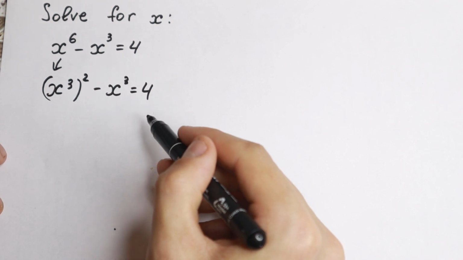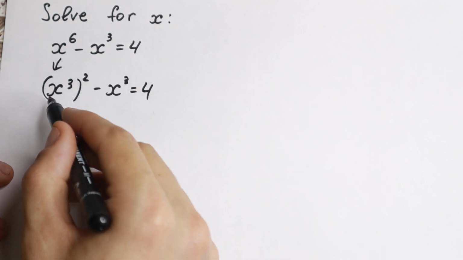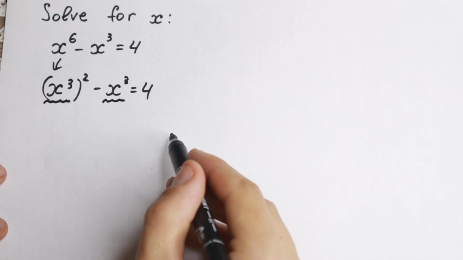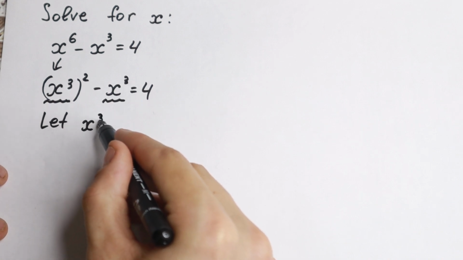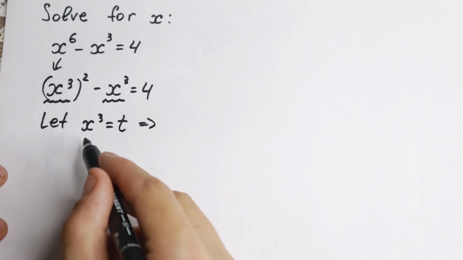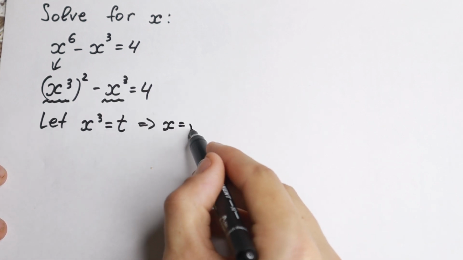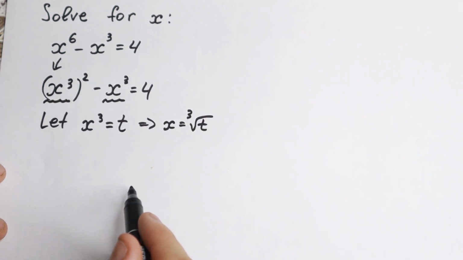So this is the first and very important step right now. And right now we can closely see that we have x cubed and x cubed, a common term, so as a result we can write a substitution. So let this x cubed be equal to, for example, t. And from here, if we raise to the power 1/3, we will have that x equals the cube root of t. So this is our substitution.